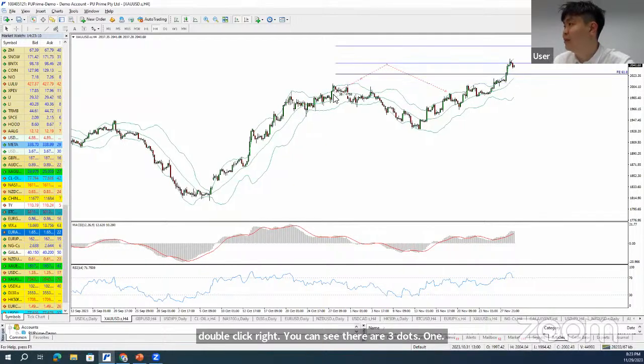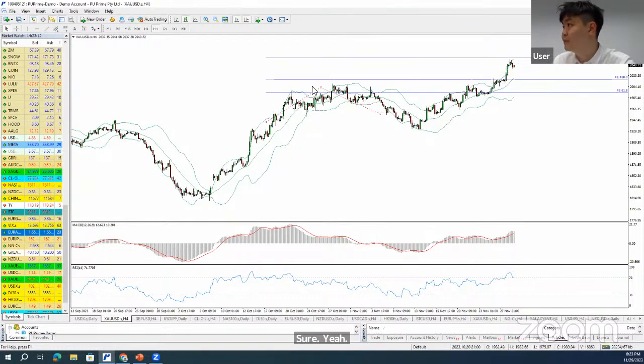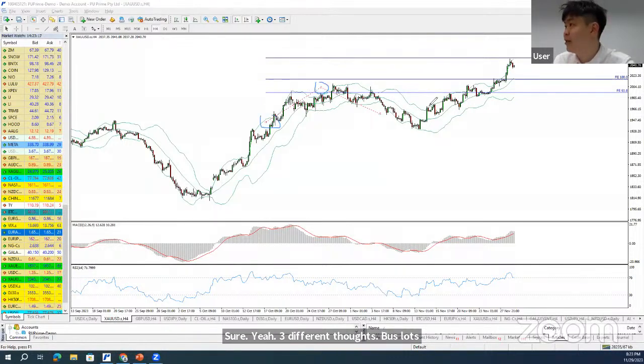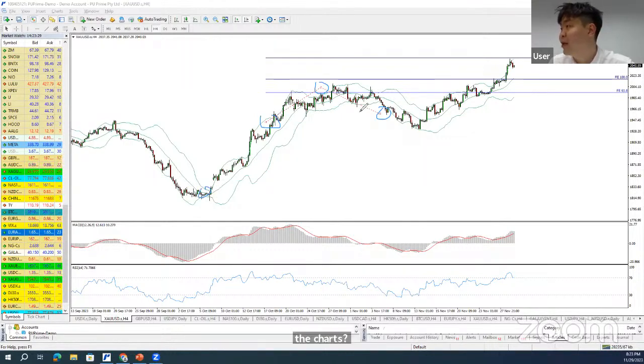There are 3 different dots. First dot, second dot, third dot. So you need to adjust the dots. How can we adjust the dots? By looking at the charts. The first dot is the lowest level. The second dot is the highest level, but the highest level experiences certain retracement. This area is the third dot. So it's just like a triangle for you guys to understand it.